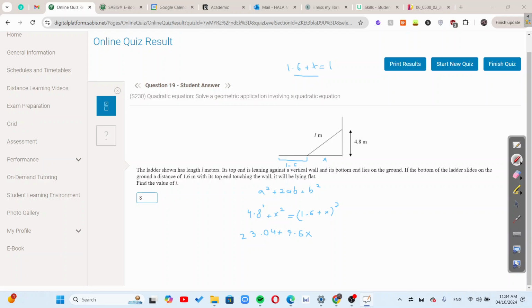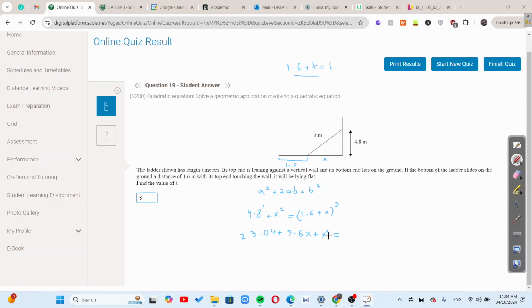X plus x squared equals 1.6 plus x squared. Which again, it's the same as this, by the way.